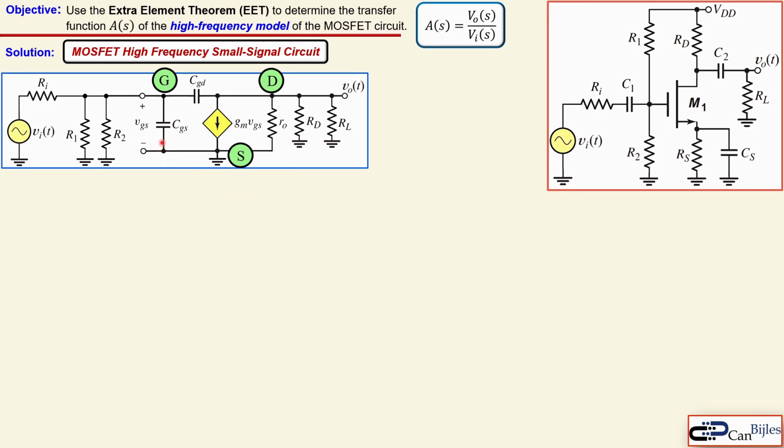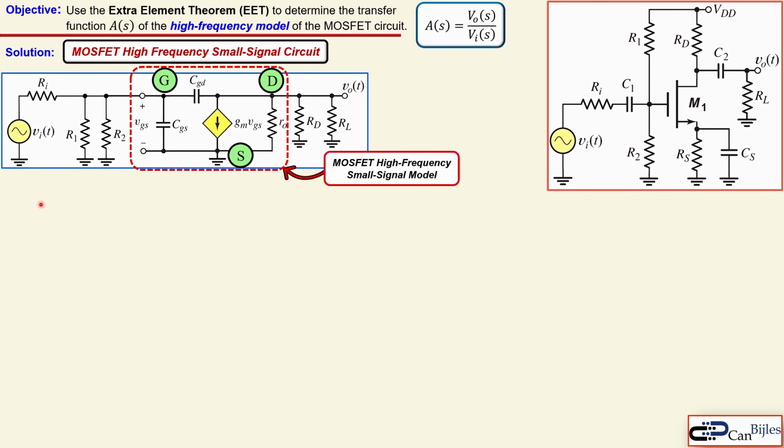Now what do we see here? In the high frequency model we see the gate to source capacitor, shown here, and also the gate to drain capacitor. This is an important feedback capacitor we will consider using this extra element theorem. In addition, we have of course our Ri and a Vi here in the small signal circuit. Okay, let's now tackle this problem and go step by step.